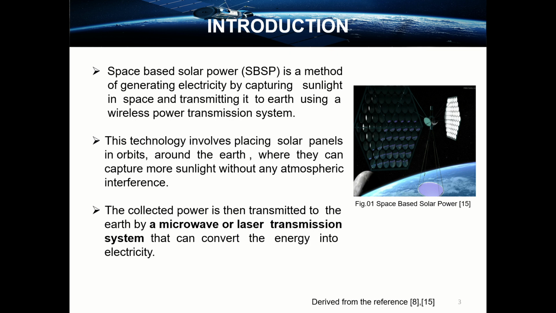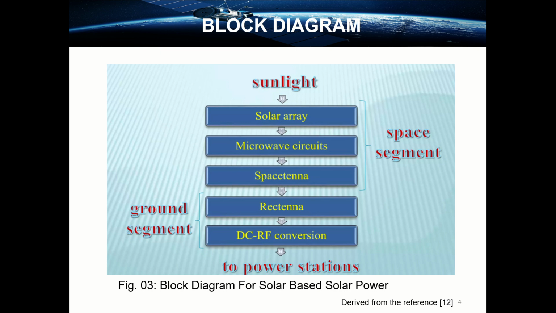Introduction. Space-based solar power is a method of generating electricity by capturing sunlight in space and transmitting it to Earth using a wireless power transmission system. This technology involves placing solar panels in orbit around the Earth, where they can capture more sunlight without any atmospheric interference. The collected power is then transmitted to the Earth by a microwave or laser transmission system that can convert energy into electricity.